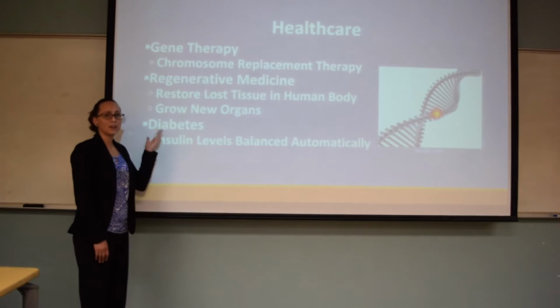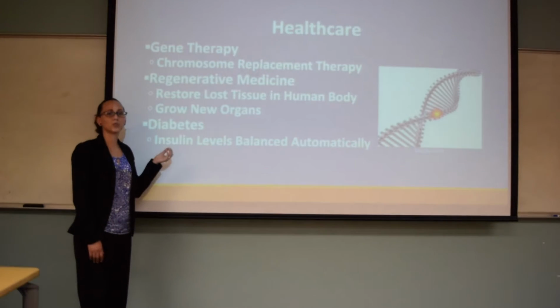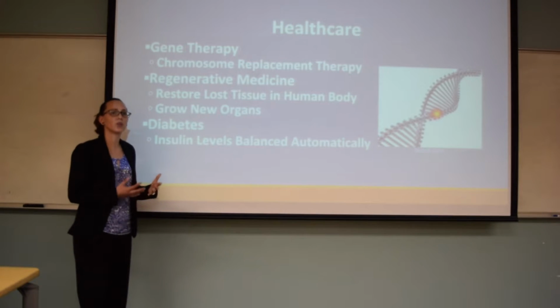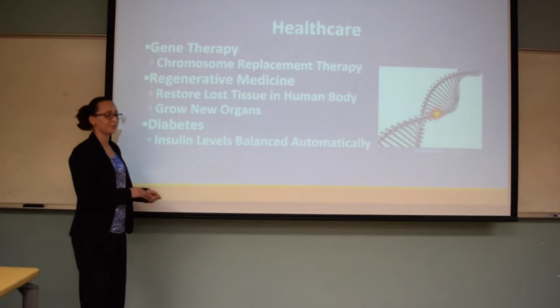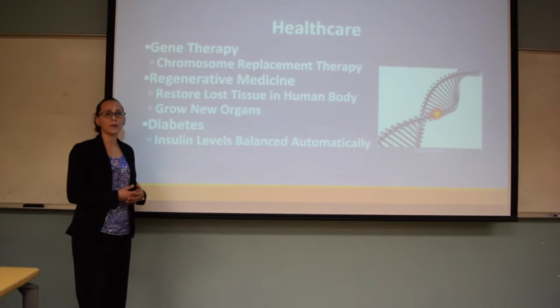Also, gene therapy, which is the replacement therapy of chromosomes that need to be changed out, as well as regenerative medicine, which is to restore lost tissue or create new organs to replace either a kidney, liver, etc. And diabetes, it can be targeted to balance out the insulin levels in a diabetic. There's also an app being created to work with the nanorobot in order to balance those out automatically.